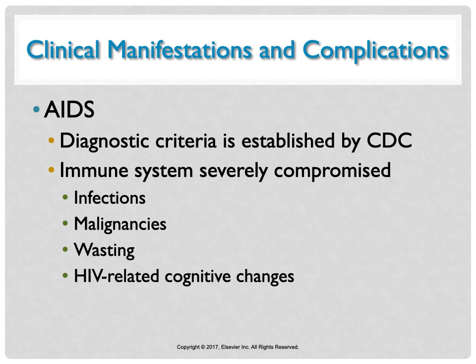So these are diagnostic criteria that have been established by the CDC. And like I said, at this point, their immune system is severely compromised. And so we're seeing these infections, malignancy, the wasting of the body, and HIV-related cognitive changes as well. If you notice, a lot of these diseases become infections of the brain.